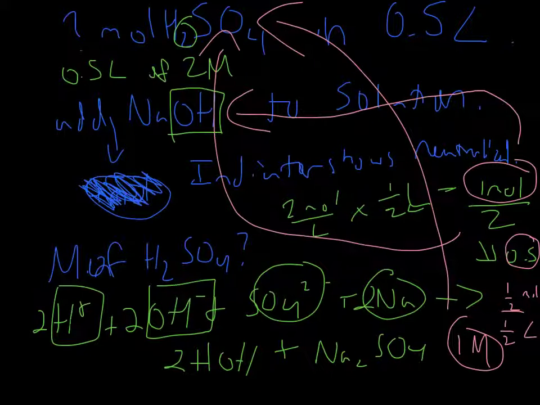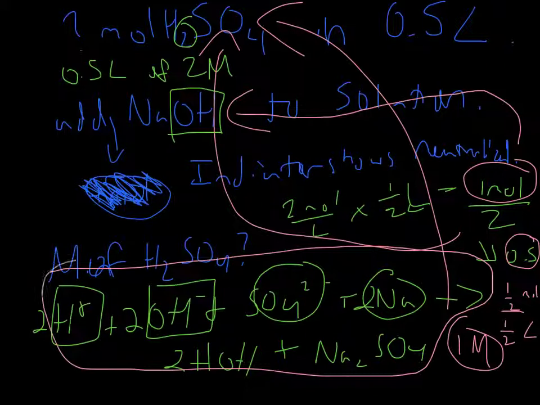So again, this is a neutralization reaction. You don't really need to understand what happens right now, except that you need an equal amount of OH as you have H plus ions. So in this case, since there is double the H plus per molecule of H2SO4, we needed twice as much NaOH, or sodium hydroxide, to neutralize it.